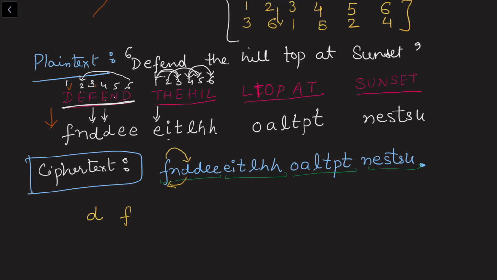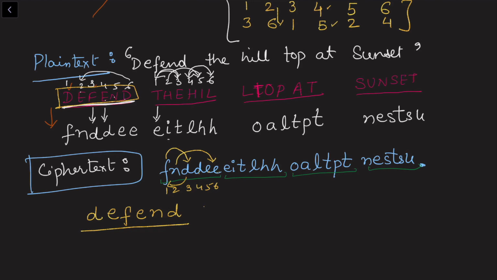So 2 goes to 6, so N goes to E. And then 4 goes to 5. So in the fourth position, we can write down the numbers also here to understand this permutation. 4 goes to 5, so that means D goes to E, and 5 goes to 2. So in place of E we have N, and in place of the 6th position E we have to replace it by the 4th position, that is D. So you can see that we got defend back, which was our original plain text.